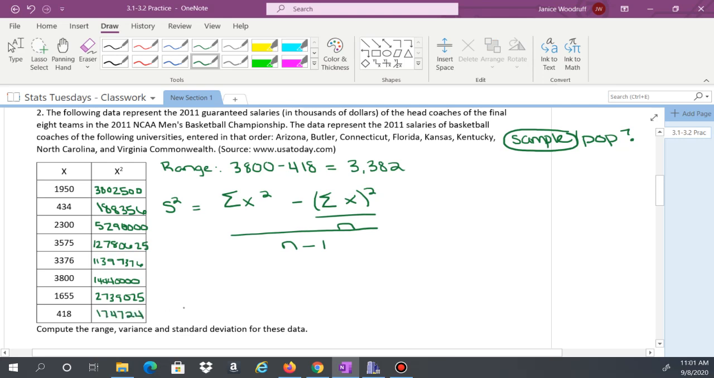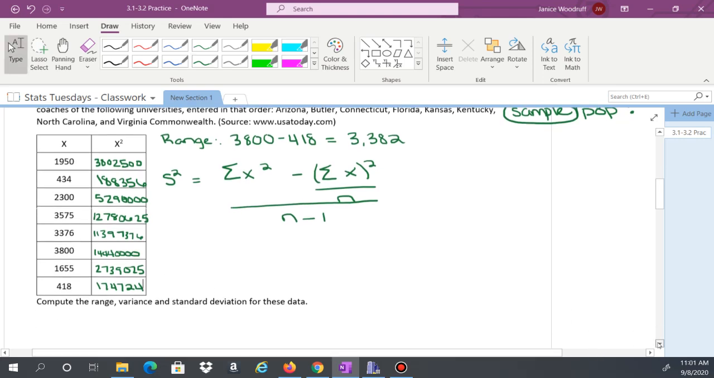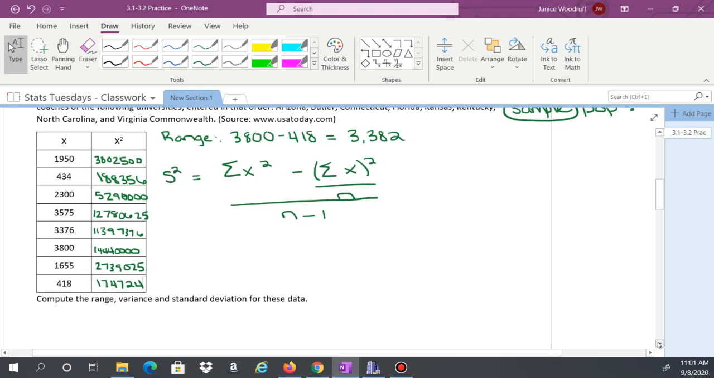Okay, now notice that I made a chart for this data because look at what I need. I need the sum of the x squareds, I need the sum of x, and then I square them. Okay, so if you make a chart, it helps to line up what you need. So let's go ahead and find those values. Just scroll down a little bit so I can use some space. So let's get the sum of x, and let's also do the sum of x squared.